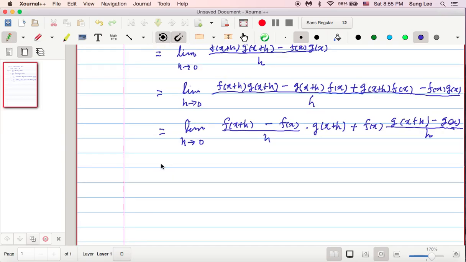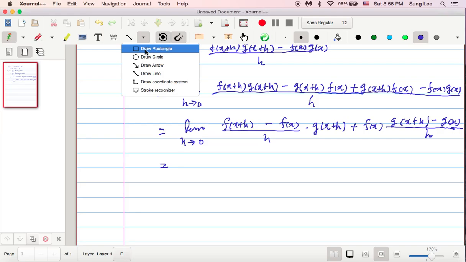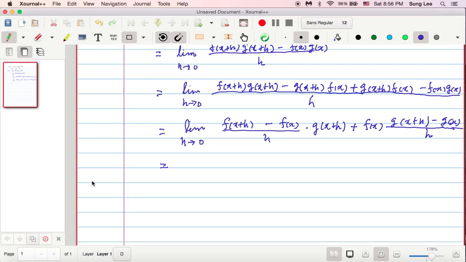Okay, now for the first part here, when h goes to 0, what happens? That's exactly f prime, and by the assumption, f prime of x exists, right? And then what's going to happen to this limit? Maybe I should write it down separately. So here's what we have. Maybe I'm going to put a box around what I'm going to write. Okay, I'll use a different color. I think that should be big enough.